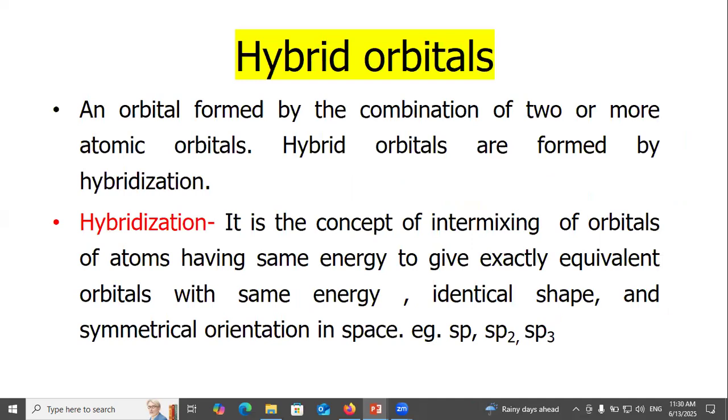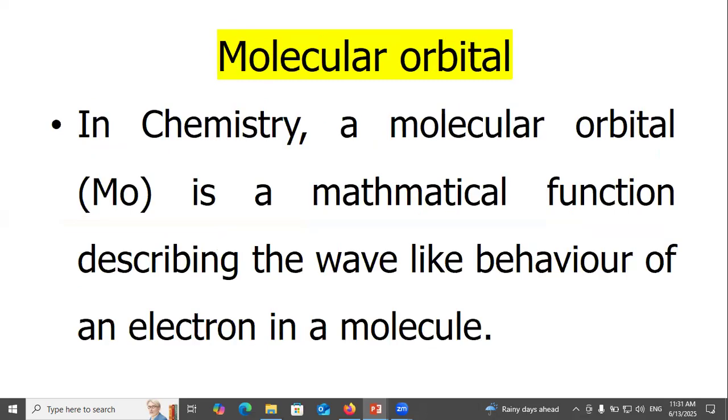Hybrid orbitals: an orbital formed by the combination of two or more atomic orbitals. Hybrid orbitals are formed by hybridization. Hybridization is the concept of intermixing of orbitals of atoms having the same energy to give exactly equivalent orbitals with the same energy, identical shape, and symmetrical orientation in space. For example, sp hybridization, sp2 hybridization, sp3, sp3d, and so on.